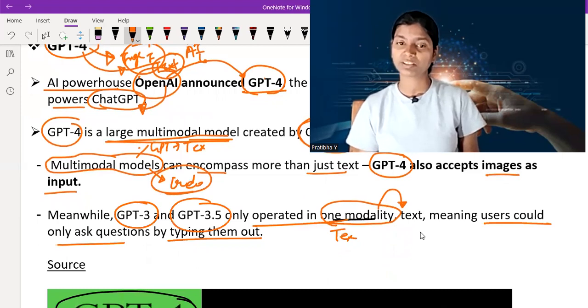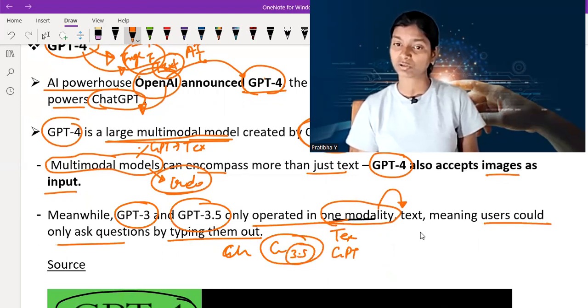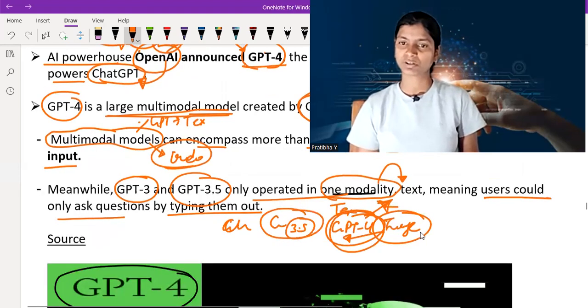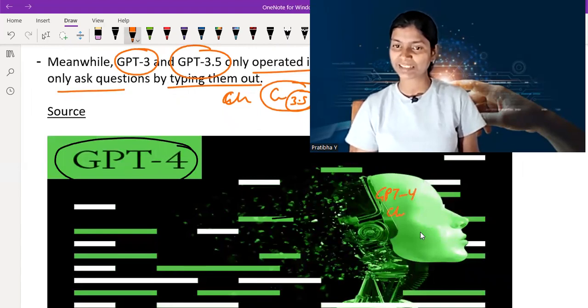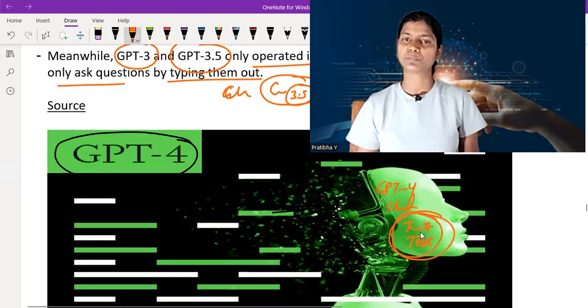So if you have ChatGPT with GPT-3 or GPT-3.5, you can ask questions only in the form of text. But if you have GPT-4, you can also ask questions in the form of an image. You give an image as an input, and GPT-4 gives you a result by analyzing that image. This is a ChatGPT chatbot, and this is a GPT-4 chatbot, which takes images as well as text as an input and gives you the desired output by analyzing. So I hope you understand about GPT-4.